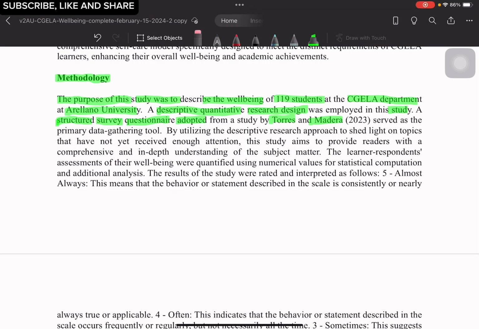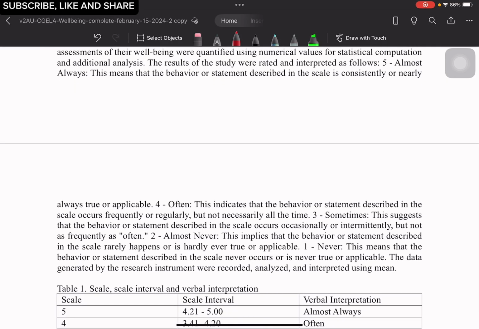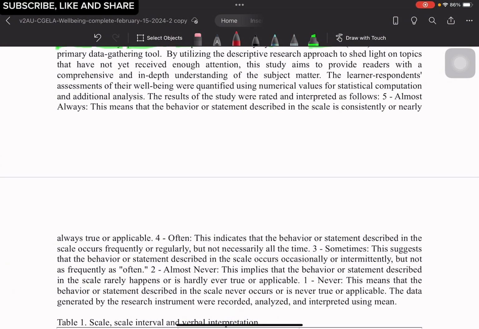Part of the writing of the methodology of your study will be the presentation of the table or the scale that you used in interpreting the result of your study. So in this case, the table starts with this part: the results of the study were rated and interpreted as follows using the following rating scale.